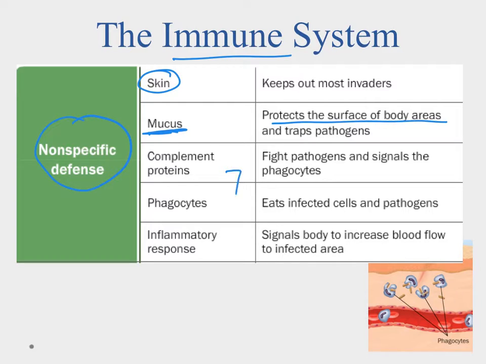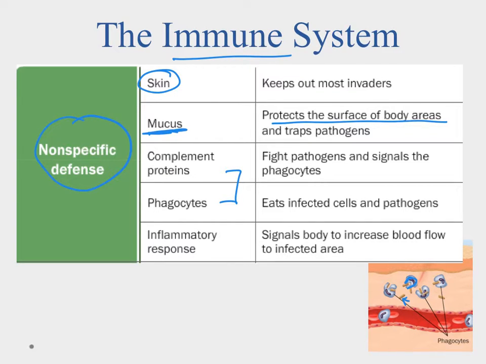Now the next two kind of work together. We have a complement protein which will fight a pathogen, but primarily what it does is it kind of bonds and signals the phagocytes to know that it's there. And these phagocytes will come in and they'll then consume these pathogens. So if we see these little pathogens here, what we notice is that these complement proteins will send a signal out, and then these phagocytes will come over and you can see them actually swallowing up these pathogens, and they'll break those down with enzymes and get rid of them that way.